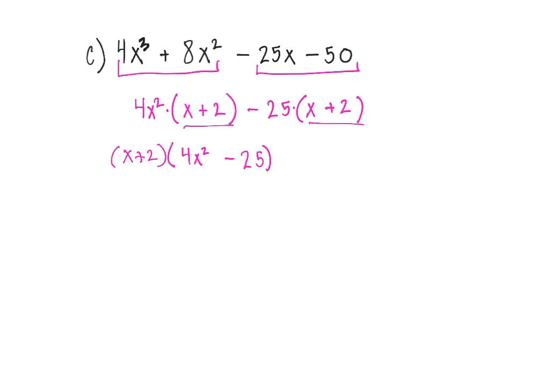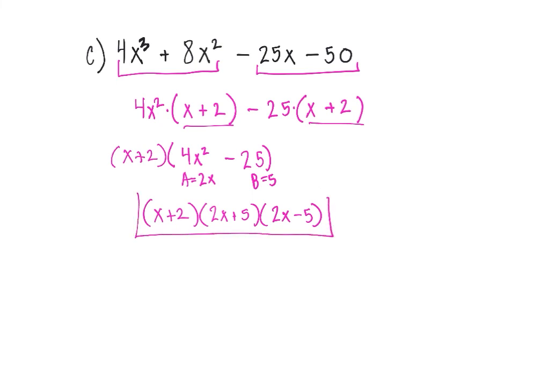Now there is something here. This x plus 2 is prime. We can't factor it further. But we can factor this 4x squared minus 25. There are 2 terms and they're both perfect squares. So because of that, I'm going to factor this using the difference of squares. So we end up with x plus 2 times 2x plus 5 times 2x minus 5. And we have fully factored my factoring by grouping problem.